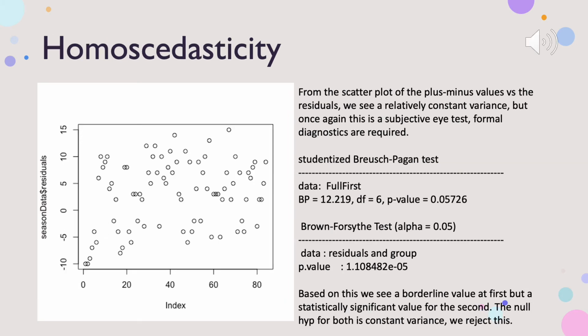From the scatter plot of the plus-minus values versus the residuals, we see a relatively constant variance, but once again, this is a subjective eye test. Formal diagnostics are required. We ran a BP test and a Brown-Forsythe test, getting a borderline value at first, but a statistically significant value for the second. The null hypothesis for both is constant variance. We reject this.